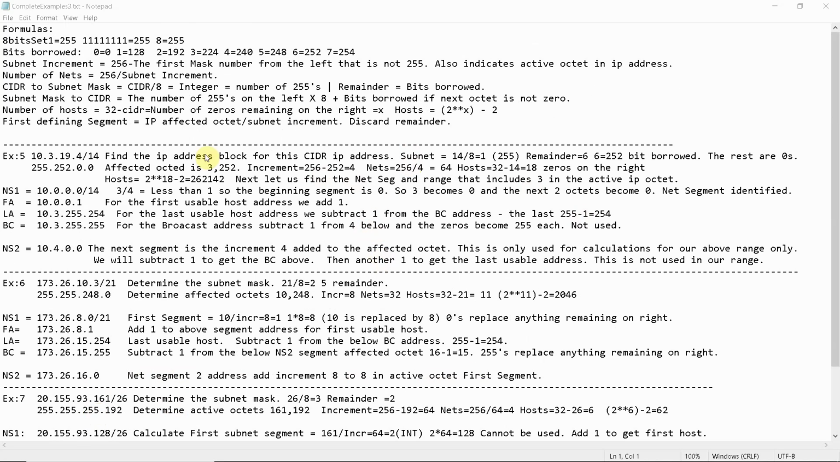Okay, here we go with example 5. Another refreshing beverage moment here.